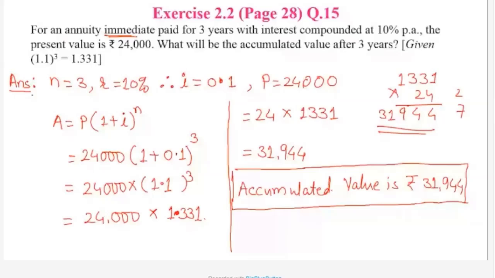Let's say you wrote this formula correctly. This formula is correct. Substitution is correct. Normally this will be correct, but while multiplying, somewhere you made a mistake, like I did. Let's say instead of writing this answer, you wrote 31,994. Now this is wrong. Definitely your marks will be deducted for this. Half mark will be deducted. If this question is for 3 marks, you will get 2.5 marks.